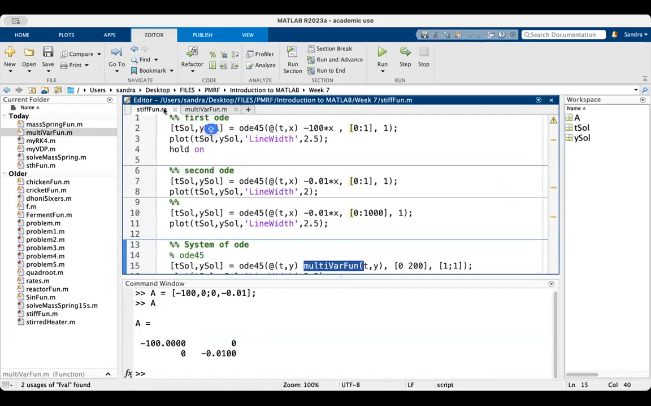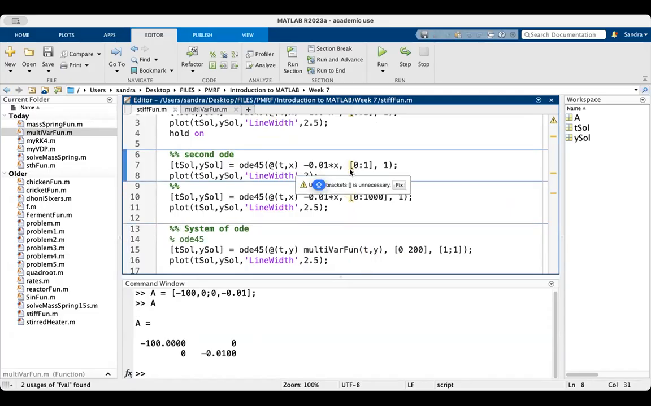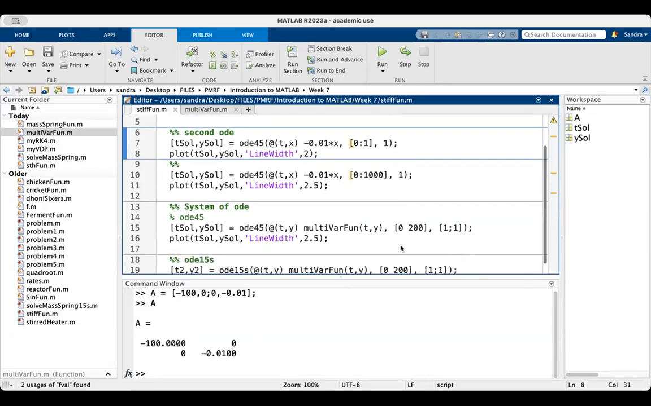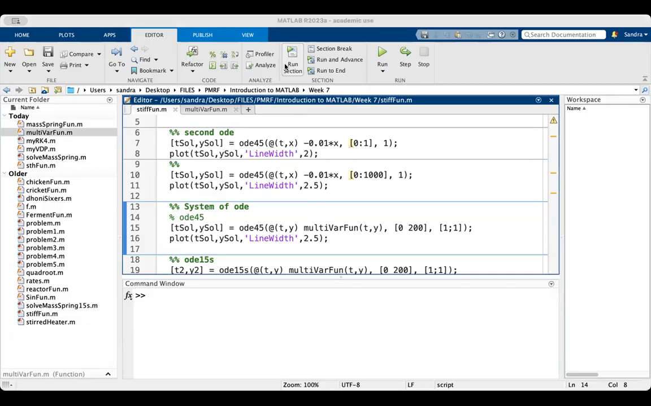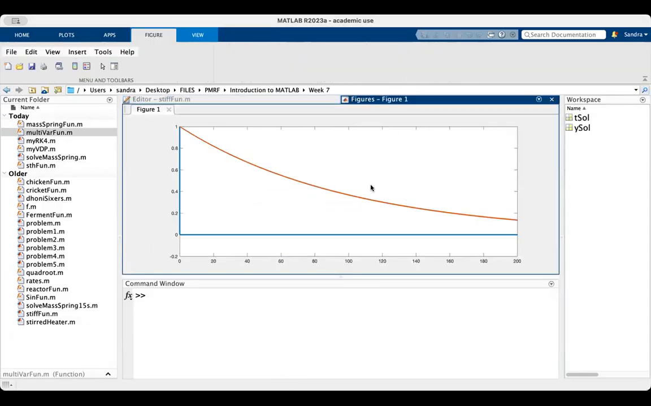Now I run it for 0 to 200 seconds. The T-span you can change, it's your wish. And both my x1 and x2 initial values are 1. Now I'll run this section. Now you can see what happened. Your x1 is dropping very fast, but my x2 is very, very slow and it is still dropping for the time span 0 to 200.